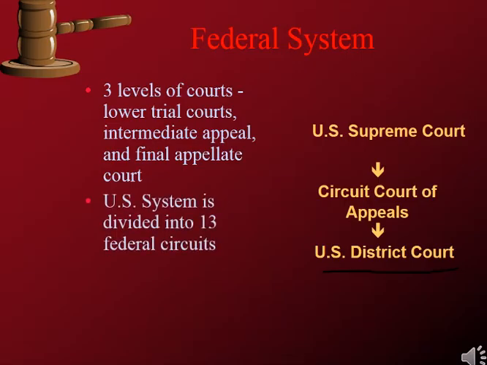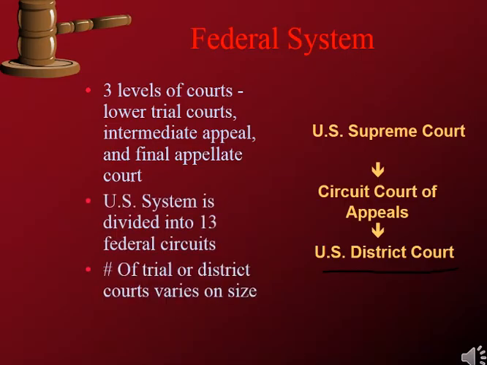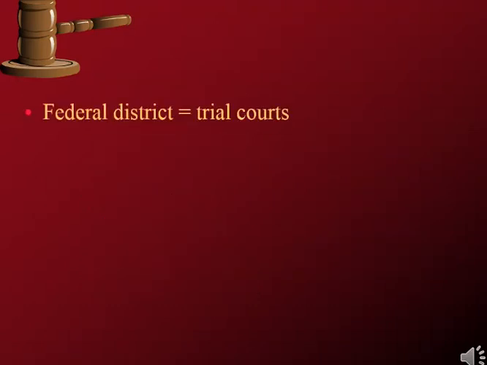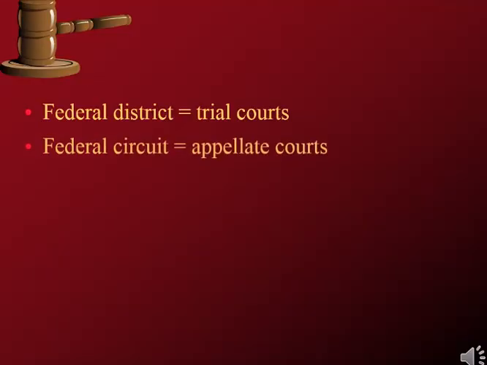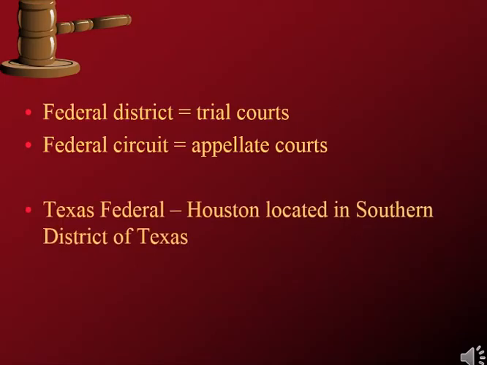There are 13 federal circuit courts, and there are any number of federal trial level courts depending on the jurisdiction. Recall that federal district courts are known as the trial courts, and federal circuit courts are known as appellate courts. In Texas, we are in the Southern District of Texas if we were going to a trial level court, or we'd be in the Fifth Circuit Court of Appeals if we were going to file an appeal.